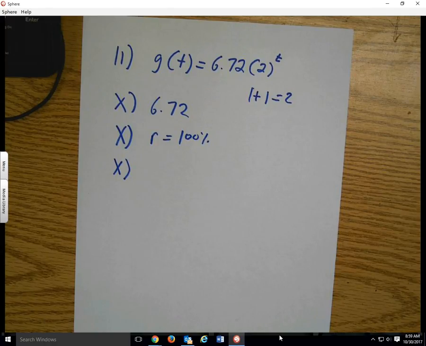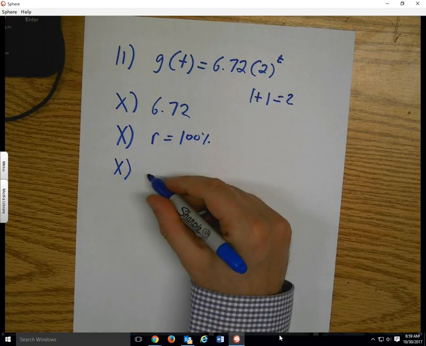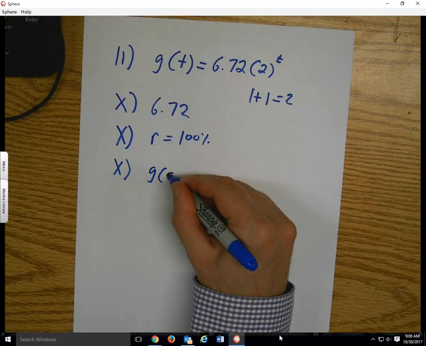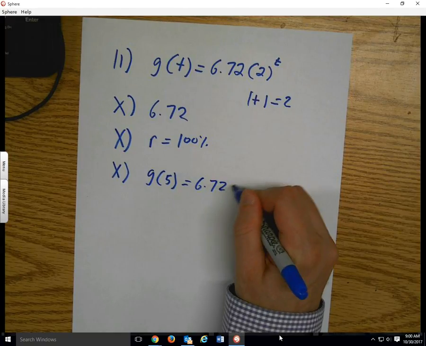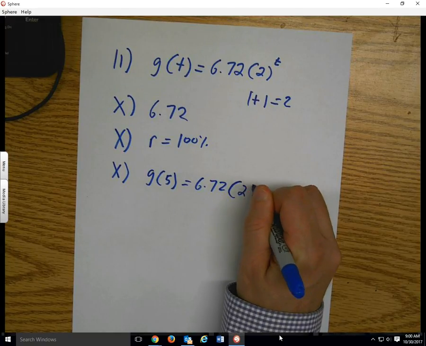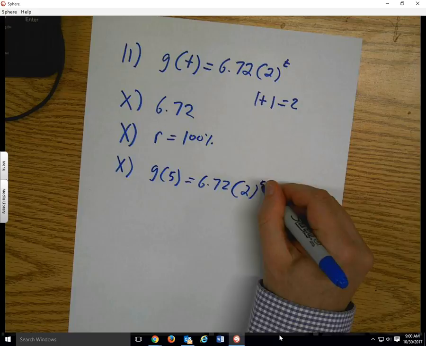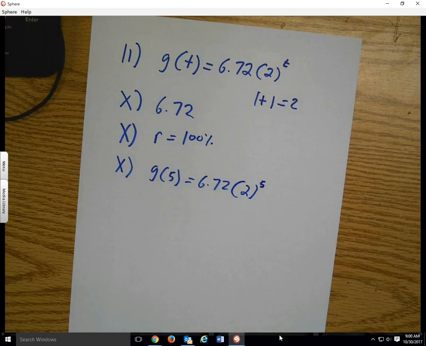Okay, so what are we going to substitute in place of the t? It's asked us to put a 5 each time, right? So if we were to rewrite that, it would be g to the 5th equals 6.72 times 2 to the 5th power. What is 2 to the 5th power? What is 2 times itself 5 times? 2 times 2 times 2 times 2 times 2.